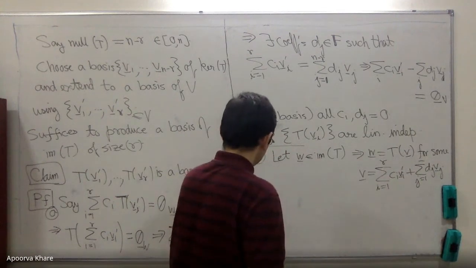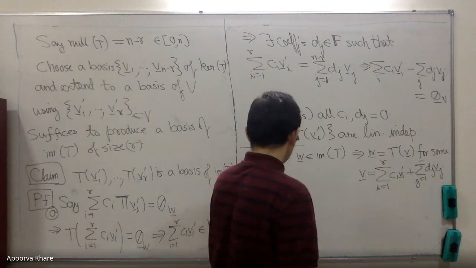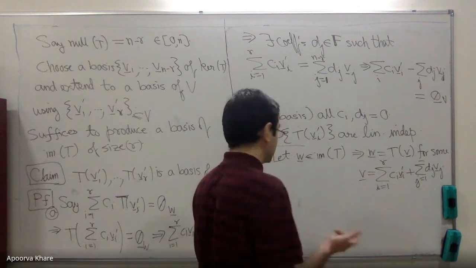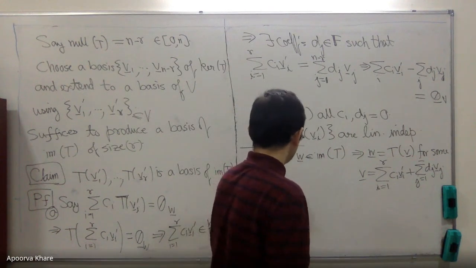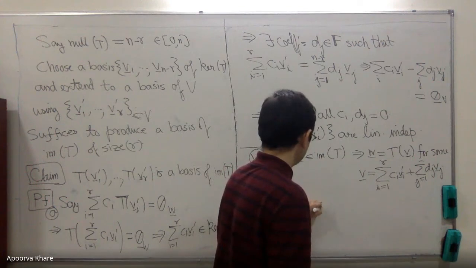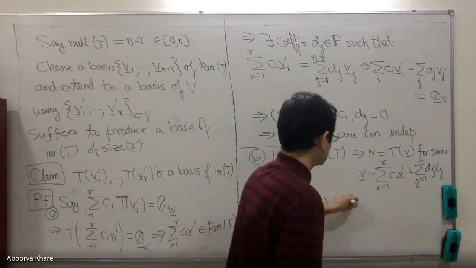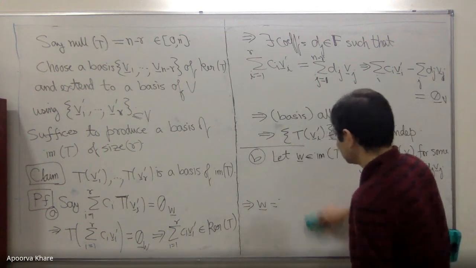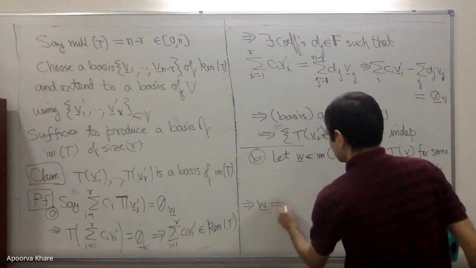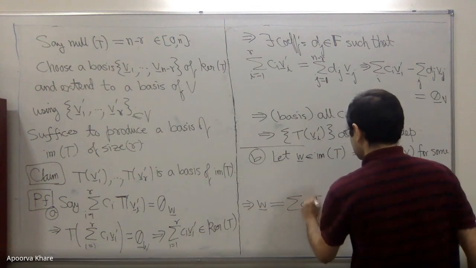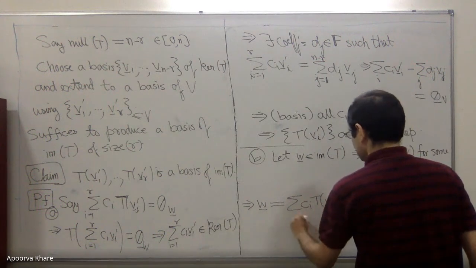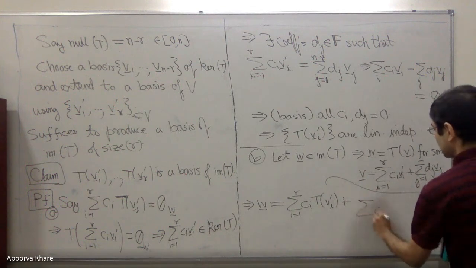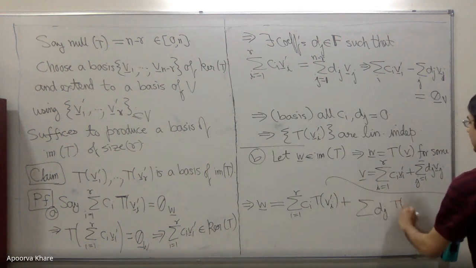This implies W equals T of V, where V is equal to this plus this. T is additive. It's linear. It's T of summation Ci V prime i plus summation Vj Vj. Let's just do everything together. It's linear, right? So because of linearity, W is summation Ci T of V prime i plus summation Vj T of Vj.